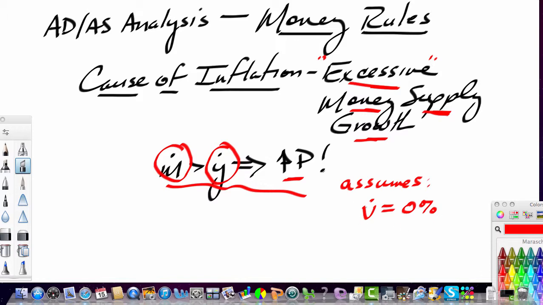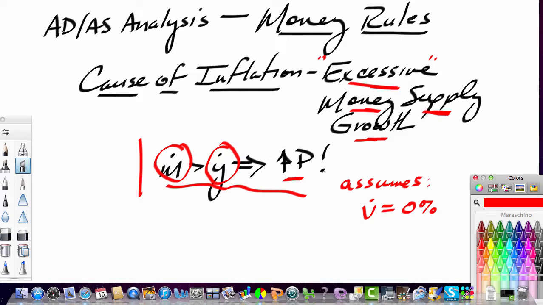Okay? So if excessive money supply growth is the problem, at least in terms of causing inflation, then the solution would have to be getting rid of excessive money supply growth. And this is where the concept of money rules comes in. So I'd like to define money rules, and then I'll show you basically how it works.